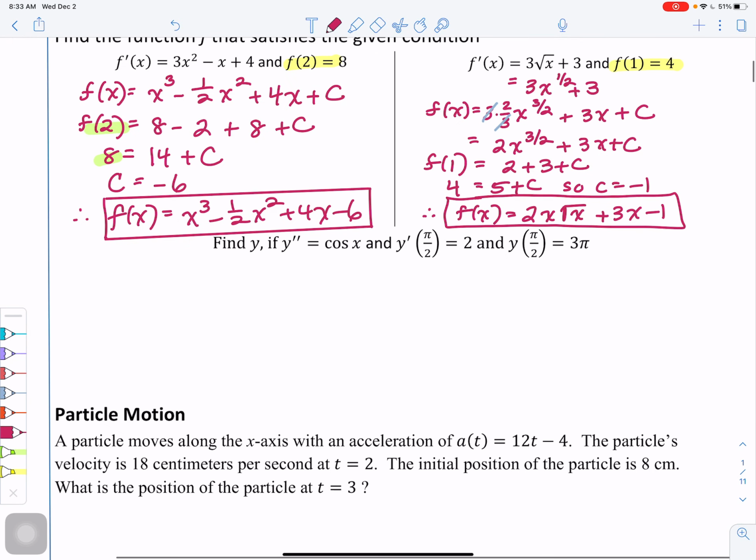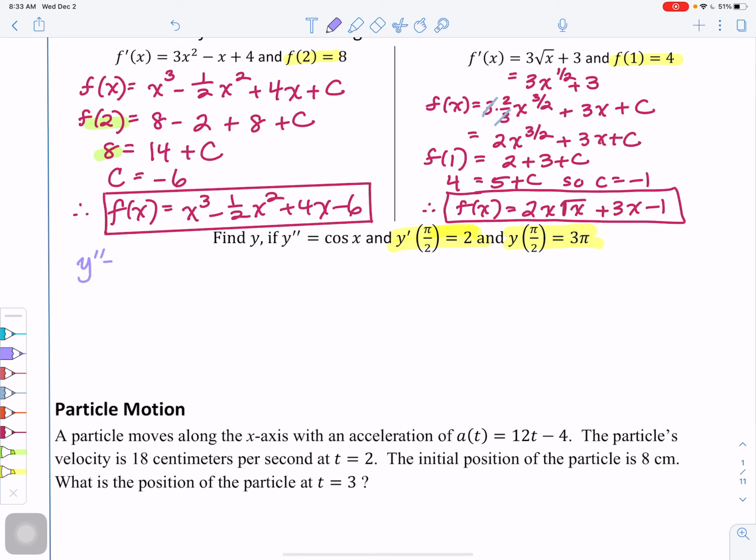Okay, let's keep going. Now, looking at this next problem, we are given y double prime and y prime, and then they gave us an initial value. They gave us y double prime, and they gave us an initial condition, or a data value you could say, for both y prime of pi over 2 and y of pi over 2. I think you're going to really like this problem. So let's go ahead and get started.